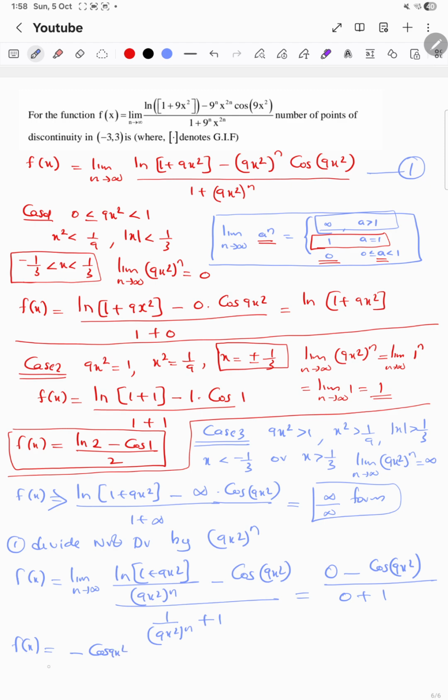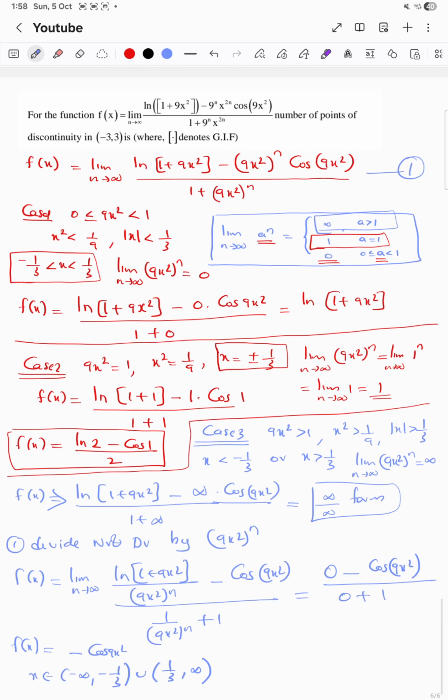Okay, when it is true, when x belongs to minus infinity to minus 1 by 3 union 1 by 3 to infinity. So we got 3 cases, and in all the 3 cases we got the function. Now using this we can solve the question. So I am going to write all the 3 cases. First case is this one. X is lying between minus 1 by 3 to 1 by 3. That time f of x is log 1 plus 9x square. That's one case. Second case is this, and third case is this. Okay, let me write it in another page.